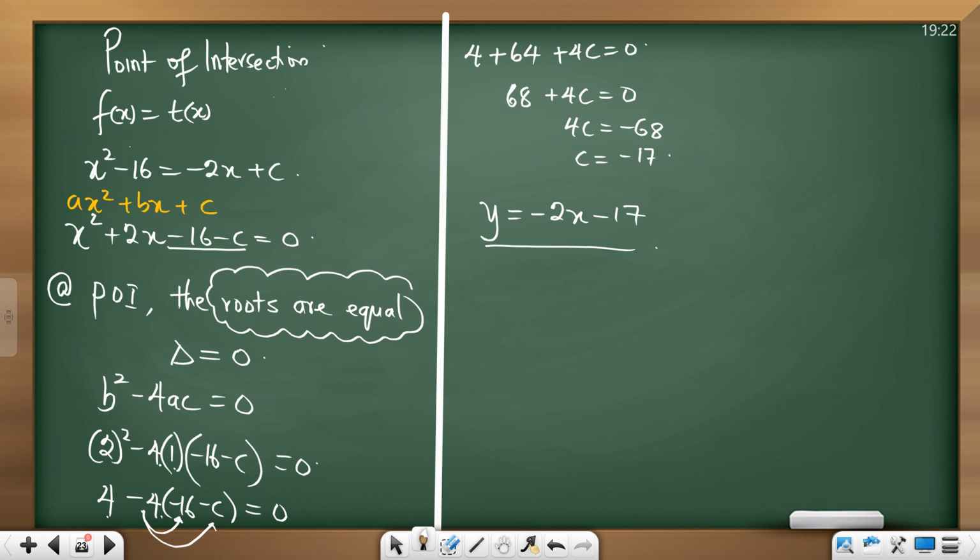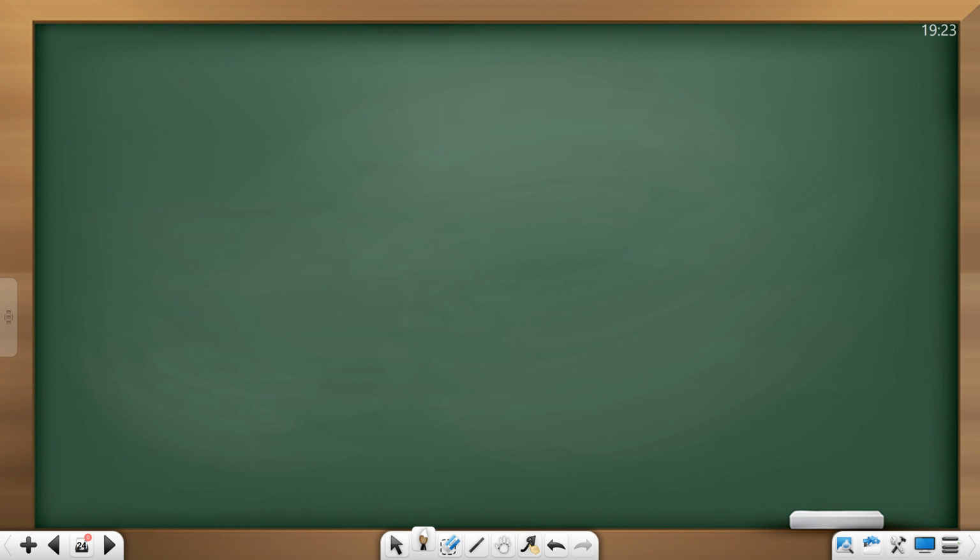Is that okay? Now, what will a grade 12 learner do? A grade 12 learner will bring in calculus. But we must know, from the grade 11 perspective, that at the point of intersection the roots are equal, because in grade 11 we don't do calculus. Now, let's use calculus to solve this.